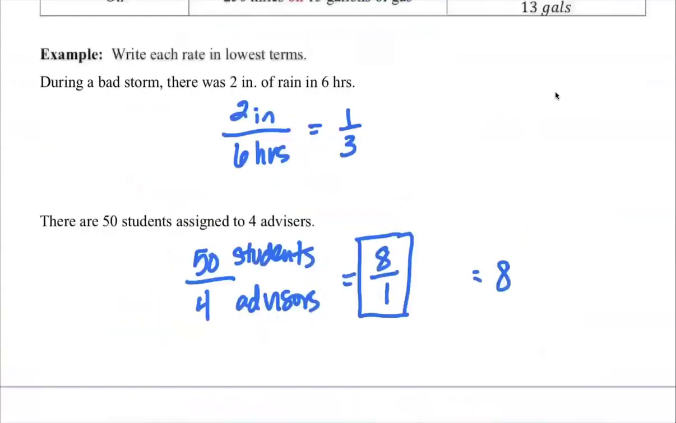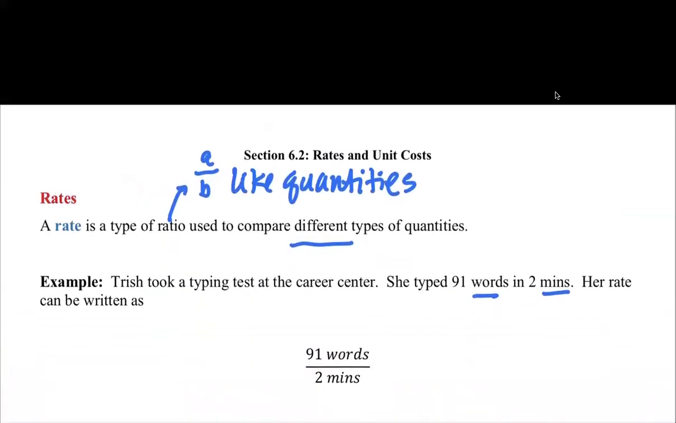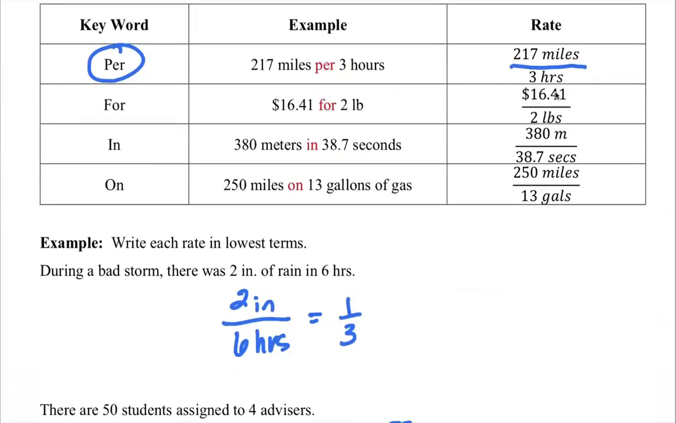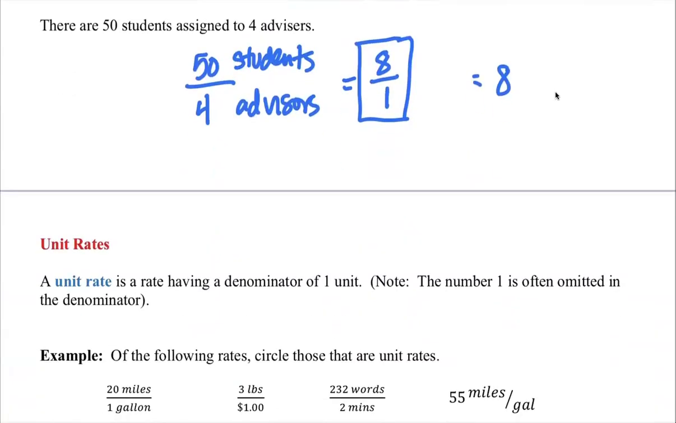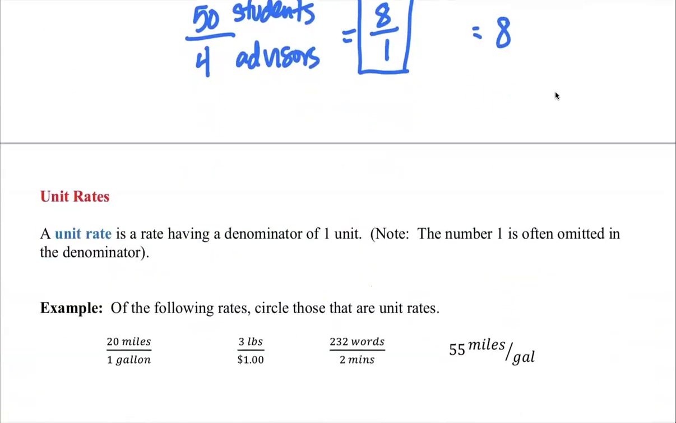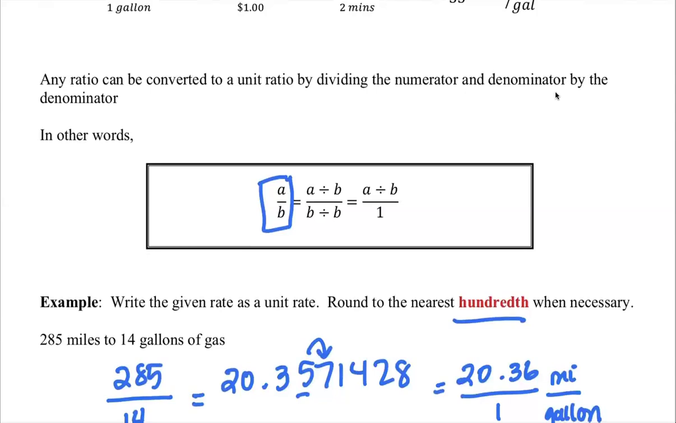And that was a short section. So just another reminder, a ratio, what we did in the last section, has like quantities, and a rate will have different, unlike quantities. To find that unit rate or unit cost, it always means per 1. So you would divide your numerator by your denominator and get the cost of that unit, or the cost of 1.